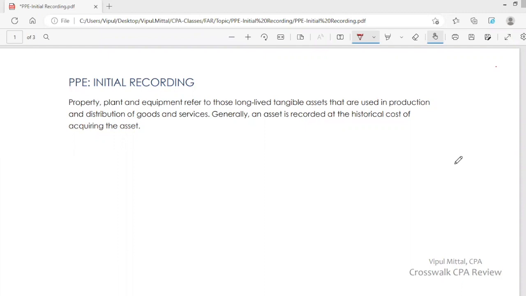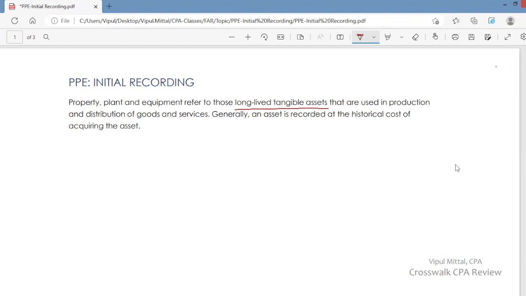So property, plant and equipment refer to those long-lived tangible assets that are used in production and distribution of goods and services. Long-lived, that is, benefit from the asset should extend to more than 1 year. Tangible assets do not include goodwill, other intangible assets, financial assets, deferred tax asset.